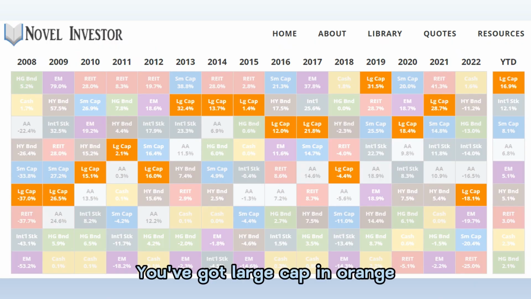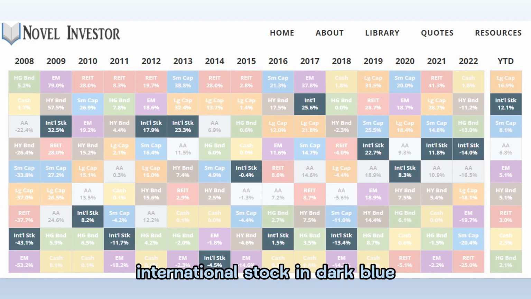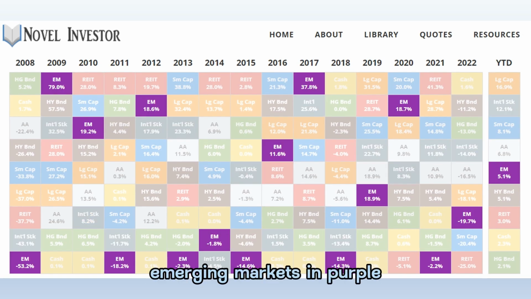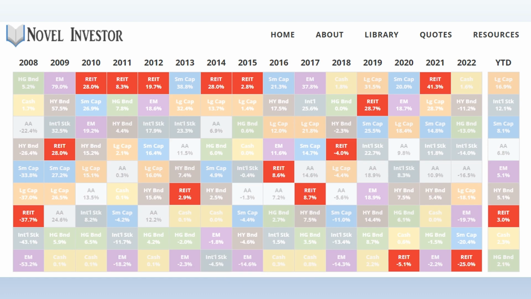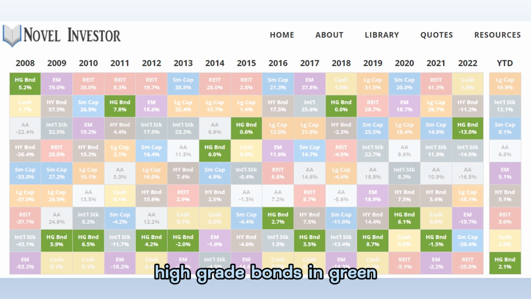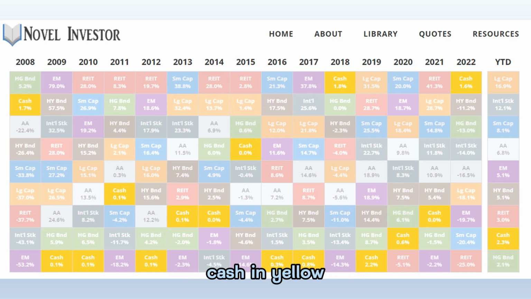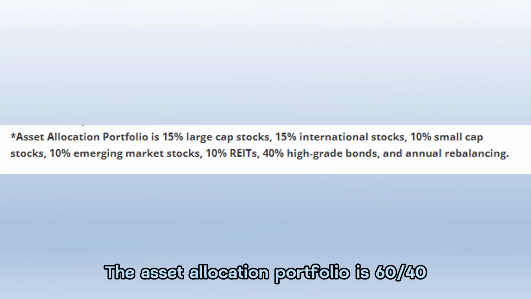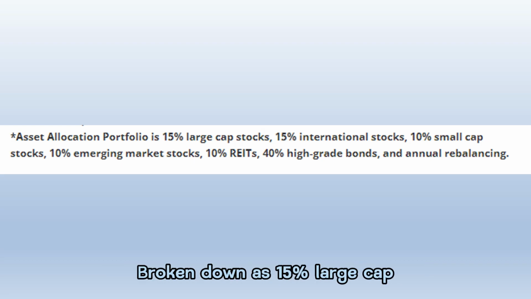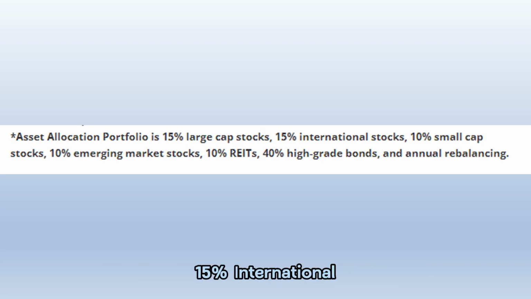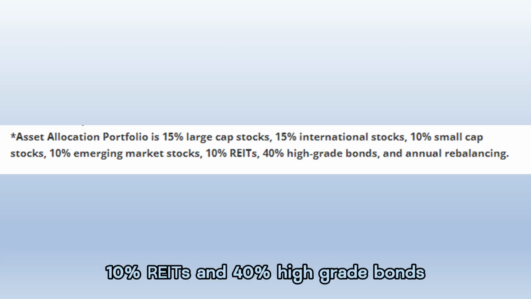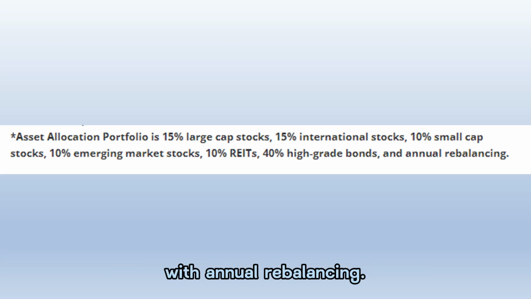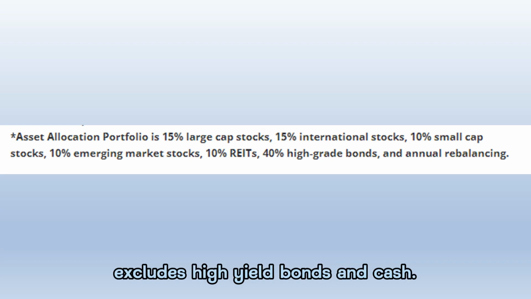You've got large cap in orange, small cap in light blue, international stock in dark blue, emerging markets in purple, REITs in red, also called REITs, high grade bonds in green, high yield bonds in brown, cash in yellow, and asset allocation in white. The asset allocation portfolio is 60-40 stock bonds overall, broken down as 15% large cap, 15% international, 10% small cap, 10% emerging markets, 10% REITs, and 40% high-grade bonds with annual rebalancing. The asset allocation portfolio excludes high-yield bonds and cash.